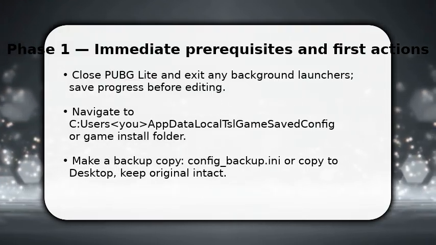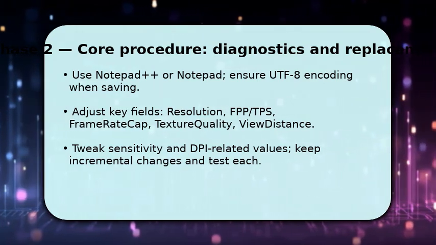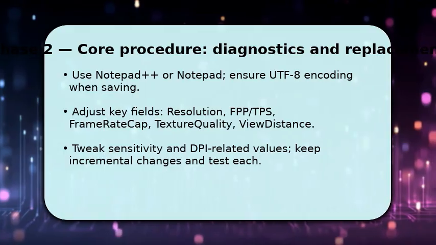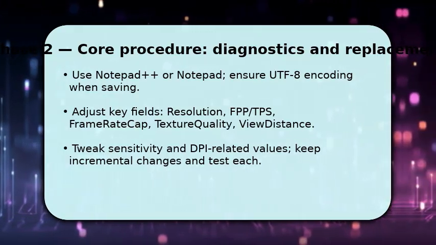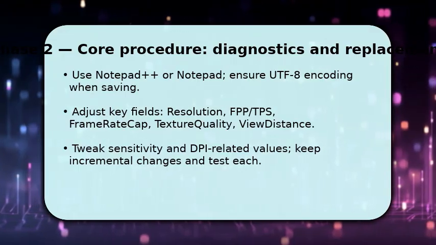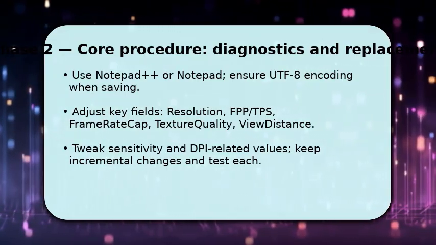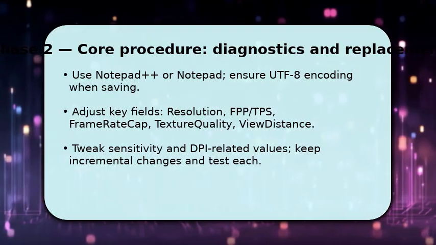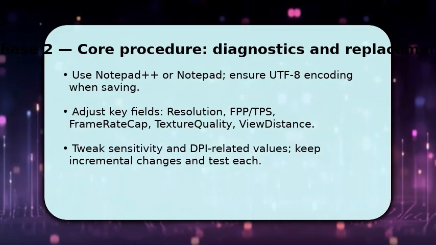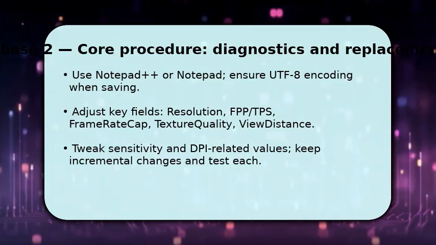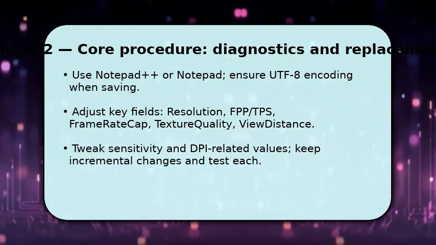You will edit the file deliberately, changing one area at a time so you can diagnose issues. Open the config in Notepad, check encoding is UTF-8, and then change resolution and frame rate caps to match your monitor and GPU. Once done, lower texture quality and effects if you need stable FPS, and adjust view distance for performance. Also tweak mouse sensitivity and DPI-related numbers, change by small increments. Save after each set of tweaks, and note original values so you can revert quickly.